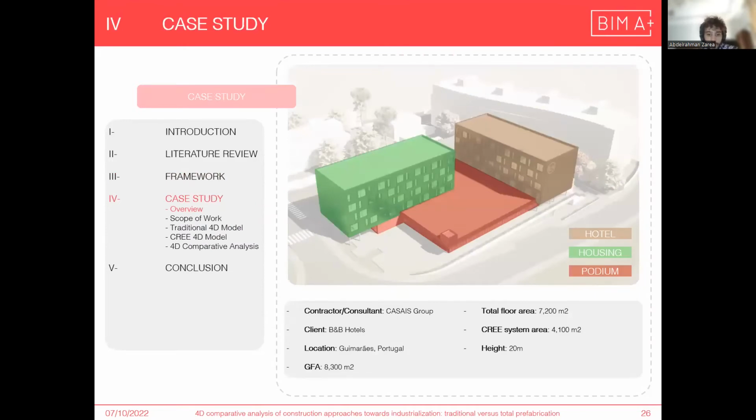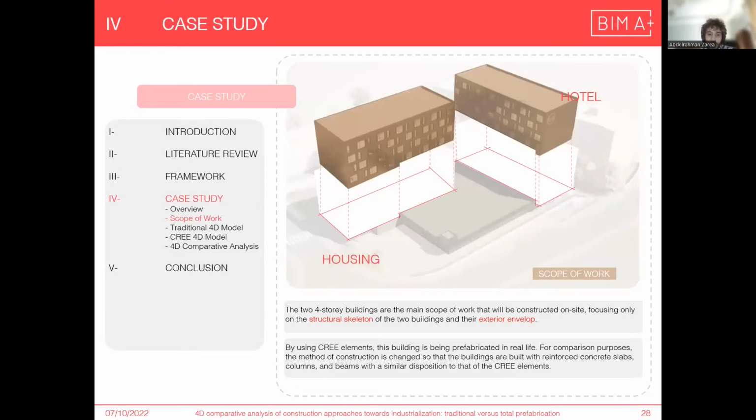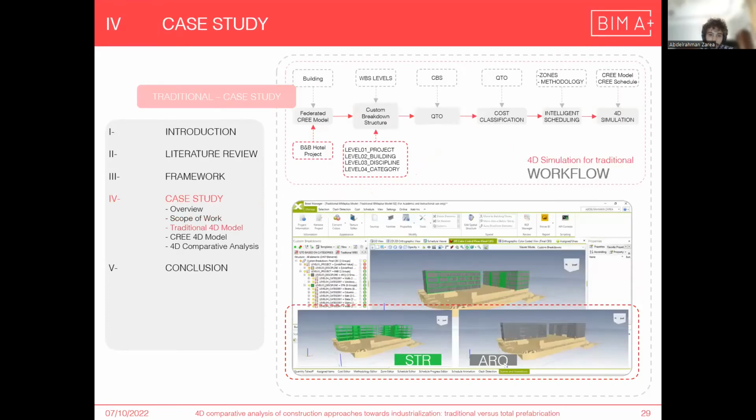This case study is proposed by Casais Group. It's a B&B hotel located in Guimarães, Portugal, and the key system that is used is 4,100 square meters. The scope of the work will be only the two buildings that are going to be built with the key system, and it will be only the structural skeleton of the two buildings and their exterior envelope.